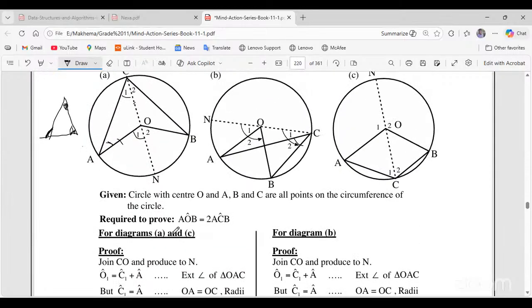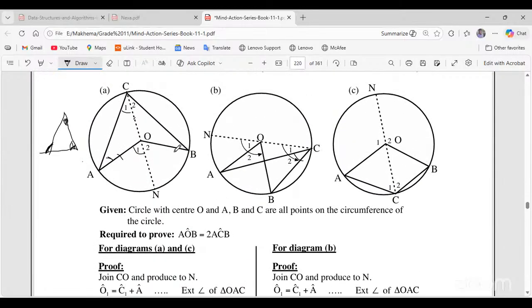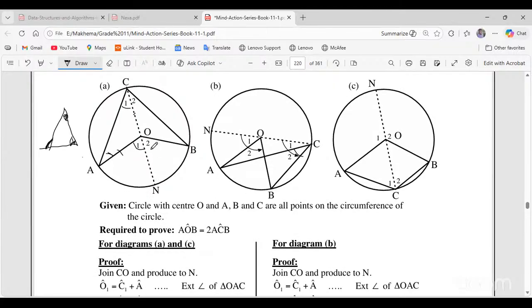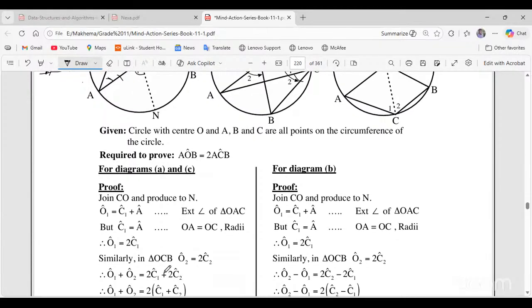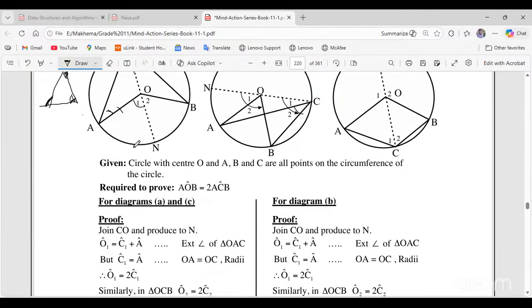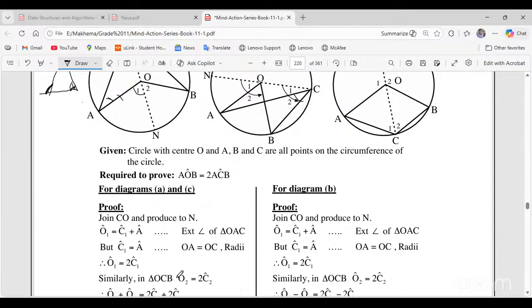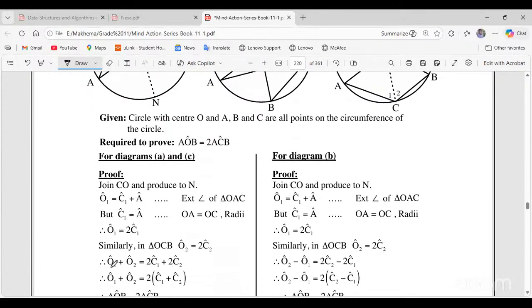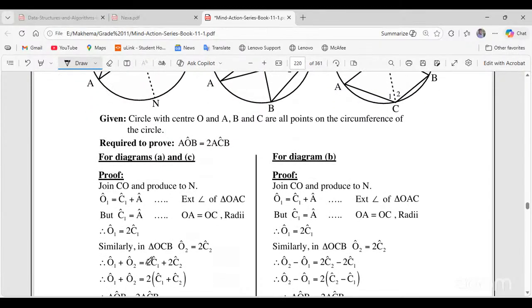And now, why is OC equal to OB? Because they are radii. Therefore, you can say now O2 is equal to 2 times C2. Now we come to this part. We have O1 here and O2 here. You take O1 plus O2 is equal to, what was O1? O1 was given by 2 times C1. Plus, what was O2? O2 was given as 2 times C2.